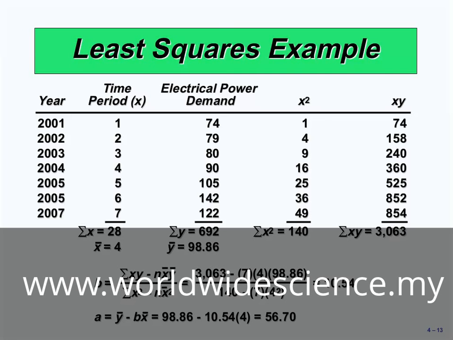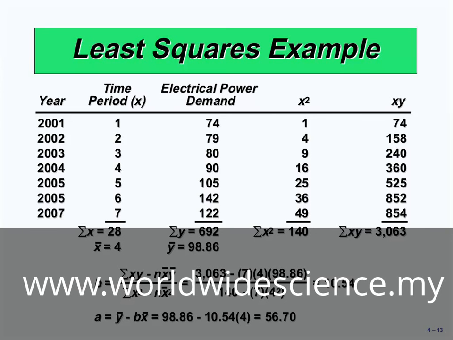The formula for A was y bar minus b times x bar. When you have calculated B, now you should calculate A. Y bar was 98.86 minus B. We have already calculated B, 10.54. You should replace this in the formula. And x bar was calculated as 4. If you use this formula and calculate this, the result for A is 56.7.